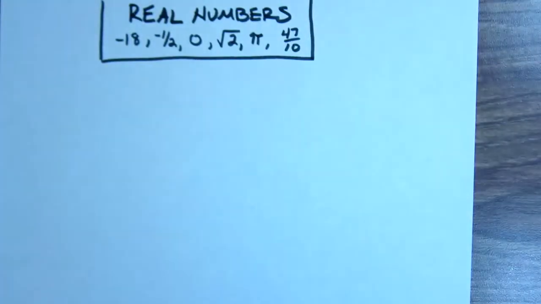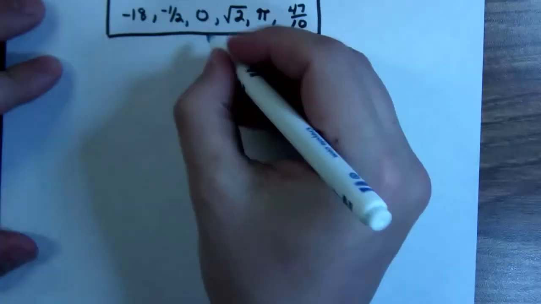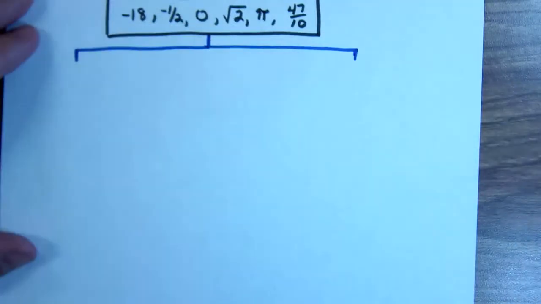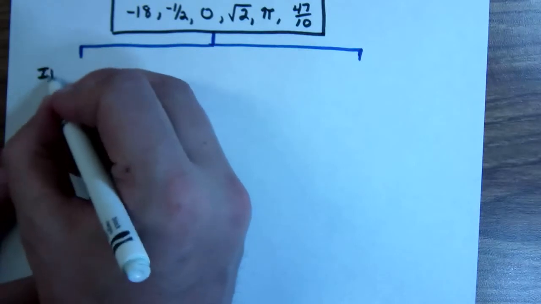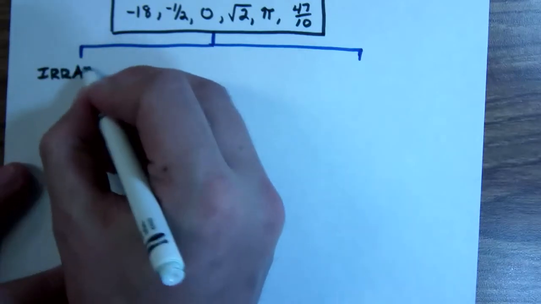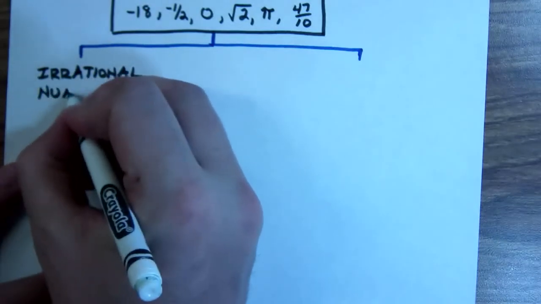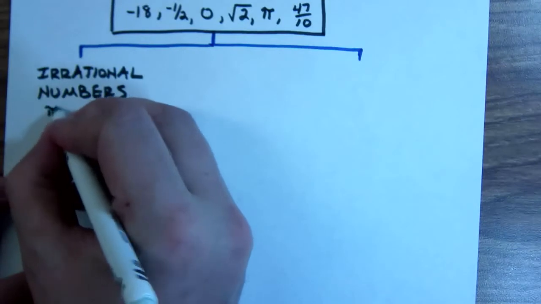Every number you're going to deal with in this semester falls into the category of real numbers. Now, from real numbers, we branch into two different sets of numbers branching off from real. One of those sets is irrational numbers. And irrational numbers are things like pi and the square root of 2.